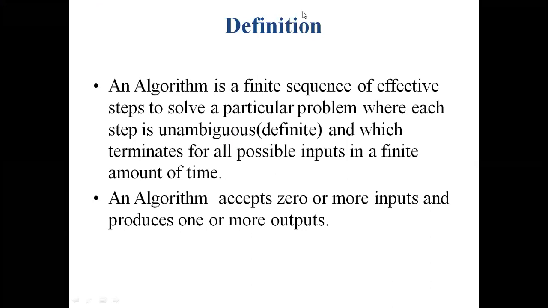For an algorithm, we need at least one output, and an algorithm requires zero or more inputs. So you have to remember how many inputs and outputs an algorithm requires: at least one output, and zero or more inputs. So an algorithm is a step-by-step procedure to solve a particular task.